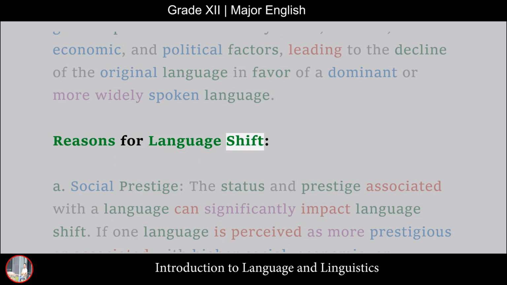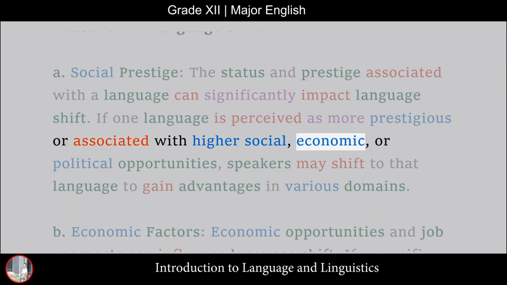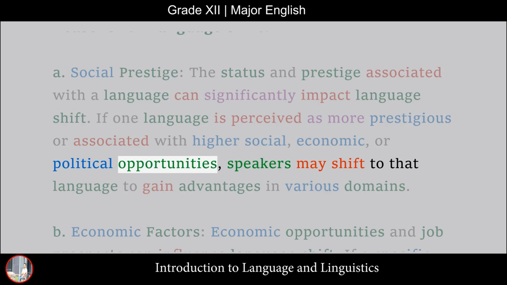Reasons for language shift. A. Social prestige. The status and prestige associated with a language can significantly impact language shift. If one language is perceived as more prestigious or associated with higher social, economic, or political opportunities, speakers may shift to that language to gain advantages in various domains.